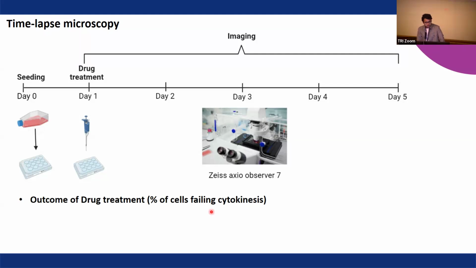What I've been able to get from these experiments is to see the outcome of drug treatment, specifically the percentage of cells that are failing cytokinesis, which turned out to be a very important metric for me. I can also see the amount of time that cells are spending in interphase and mitosis, based on the frame numbers from the movies. And I can look at cell fate; for different research, people might use this to understand the type of cell death that is happening in response to therapies.